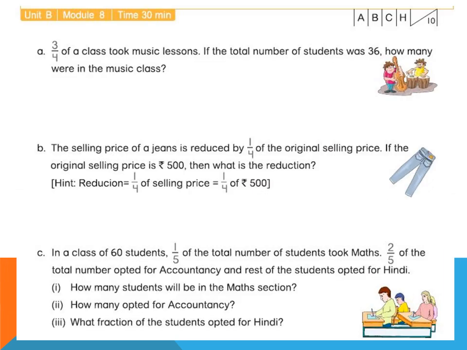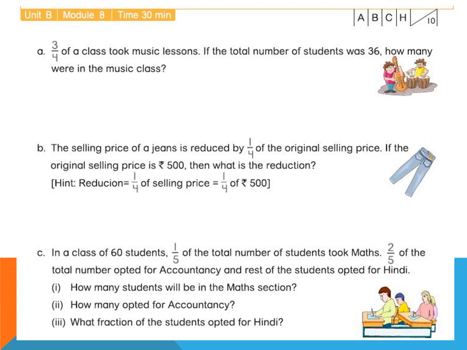Module number 8. Question number A. 3/4 of a class took music lesson. The total number of students was 36. How many were in the music class? Very simple, right? Question number B. Selling price of a jeans is reduced by 1/4 of the original selling price. If the original selling price is 500, what is the reduction?